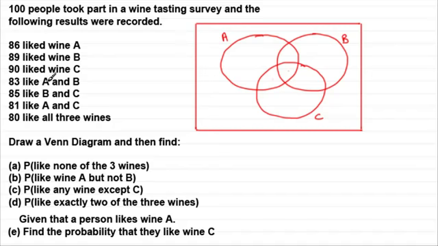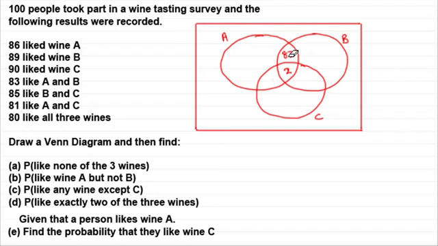Now, what about this 83? 83 like A and B. Well, A and B is this region in here. Okay, I know some of these people might like C as well, but that's not the point. They certainly like A and B. So again, we've got a problem. We can't stick, say, 83 just in here, because that would be 83 just like A and B. Okay, if there was, say, a 2 in here, that would be 85 like A and B.